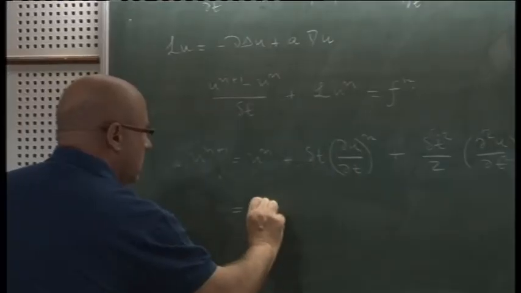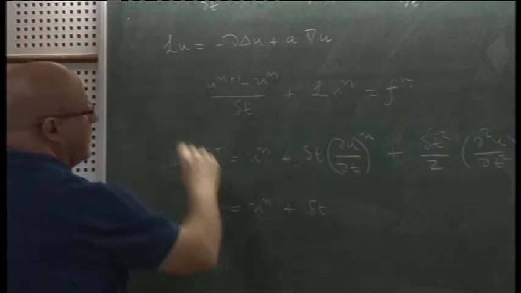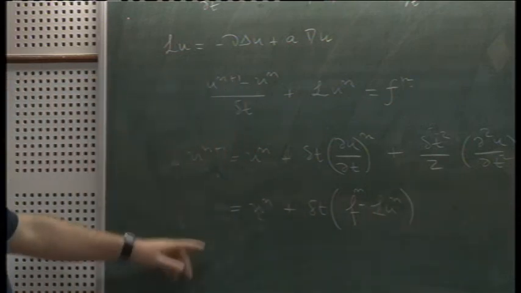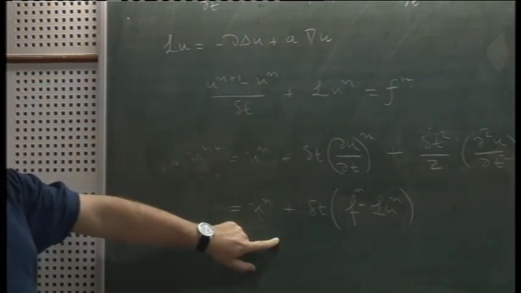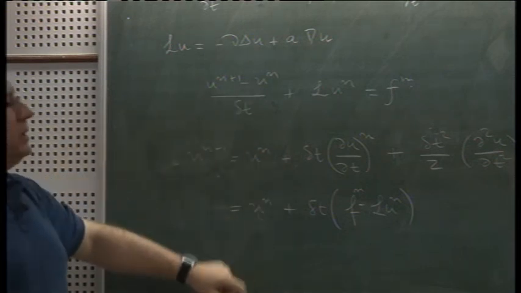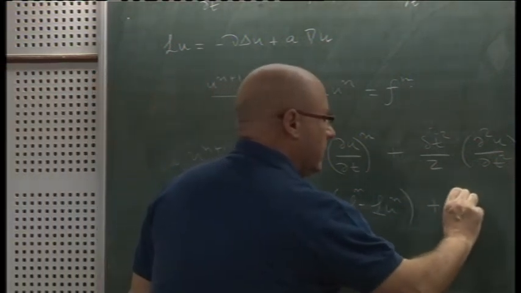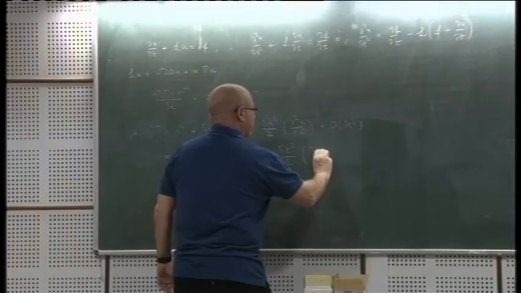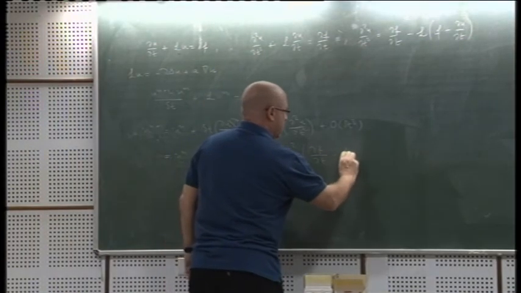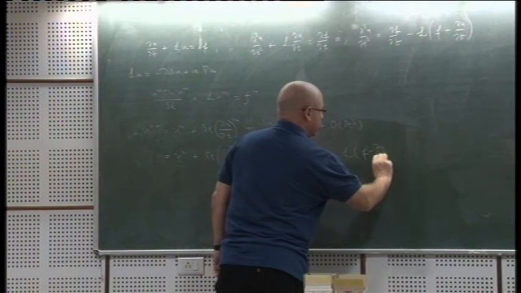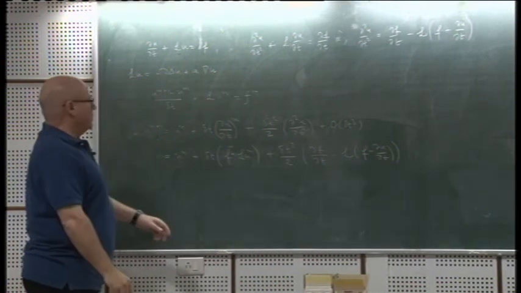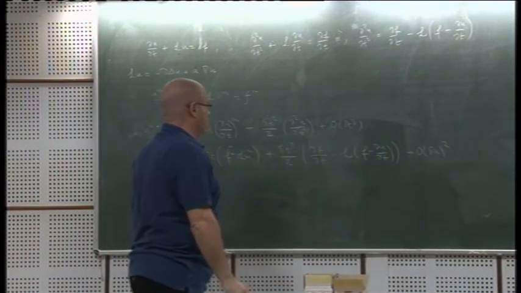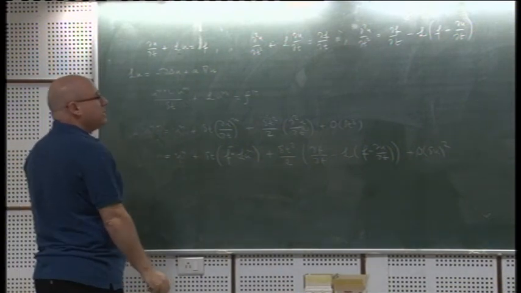Well, then what we can do is the following. Then I write this as un plus delta t times the first derivative. The first derivative is f minus L of u, so fn minus L of un. That is what we have done. But now we add the second derivative of u. Excuse me, delta t over 2 times the second derivative of u. Then we add delta f over delta t minus L of f minus du dt. And then plus terms of order delta t squared. Okay, and what is du dt?